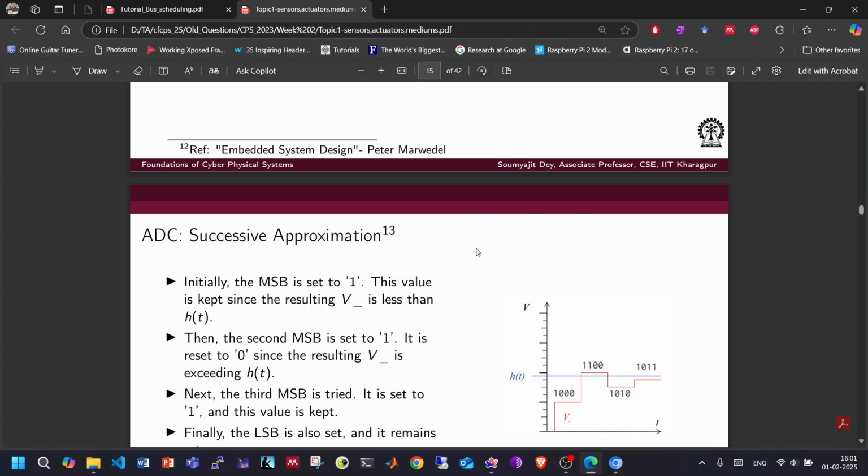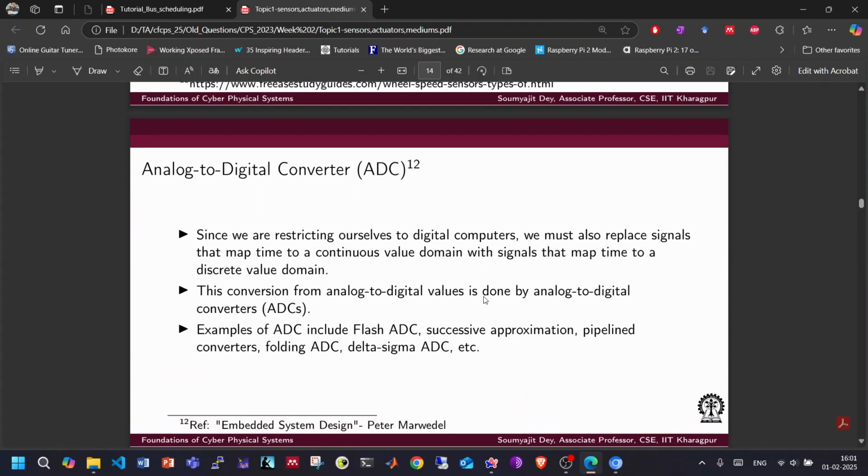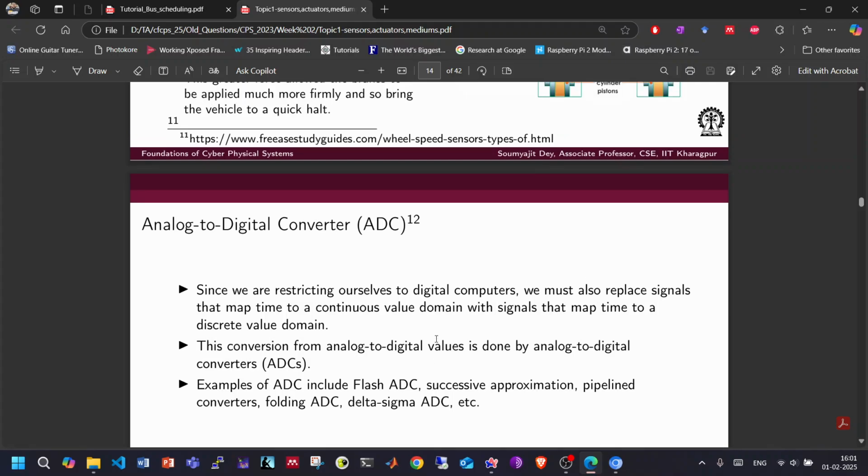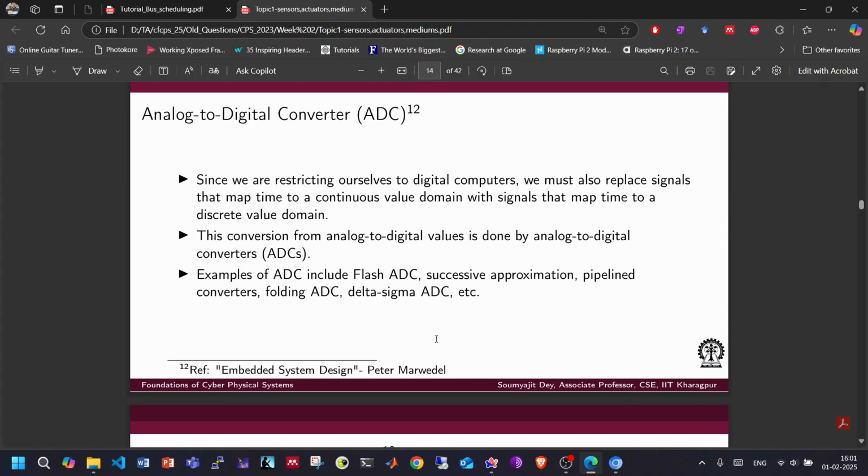So whenever I am trying to do something with the physical system, whenever I am trying to control the physical system, I cannot do it continuously. I have to do it in a discrete way. So these are the two terms that you should remember that will come again and again in this course: continuous time frame and discrete time frame.